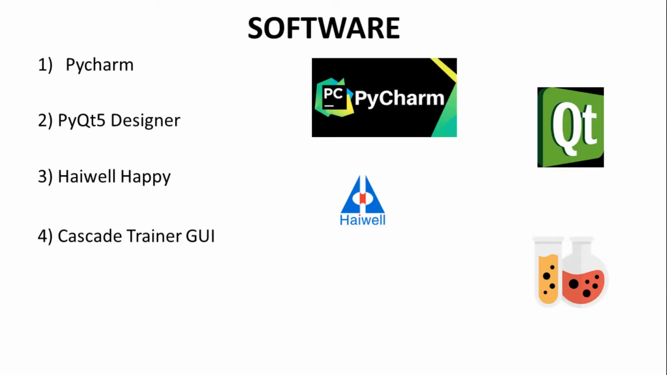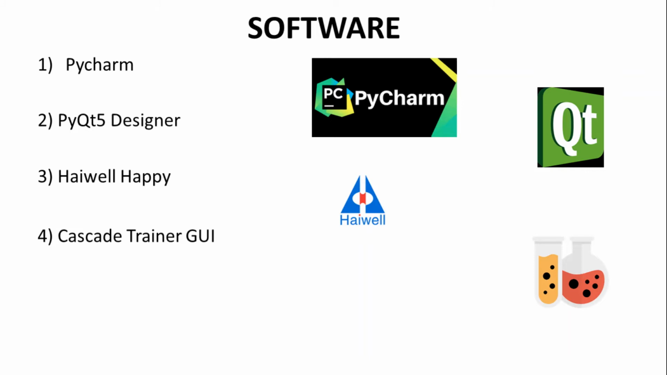We used PyCharm and PyQt5 Designer to write the Python code for this project. PyQt5 Designer is used to create the GUI, and the Highwell Happy program has been used to program the PLC. The Cascade Trainer GUI has been used to train the program for the pictures we have input.